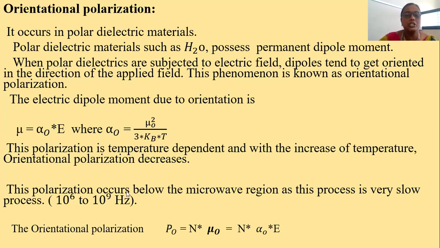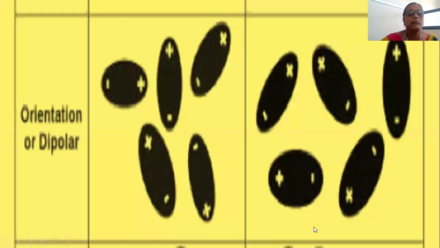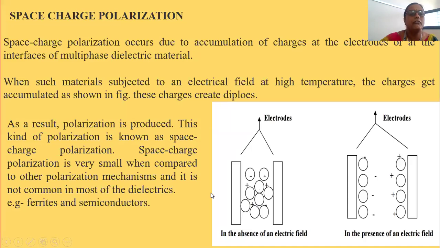The polarization occurs below the microwave region, and the microwave region, we know, is 10 to the power 6 hertz to 10 to the power 9 hertz. And the expression for orientation polarization is P o equal to N mu naught, and here we are getting this equation, alpha o E. And this is the diagram. Here you can see that the molecules are randomly oriented. When we apply the field, they will all align in the direction of the field.